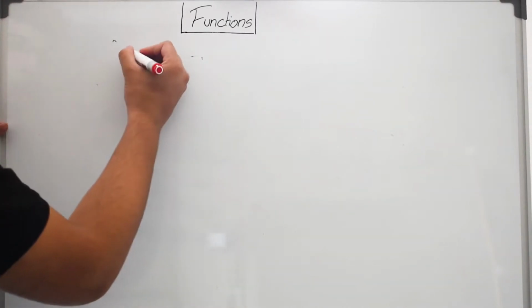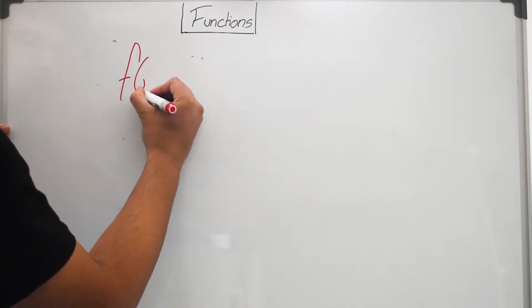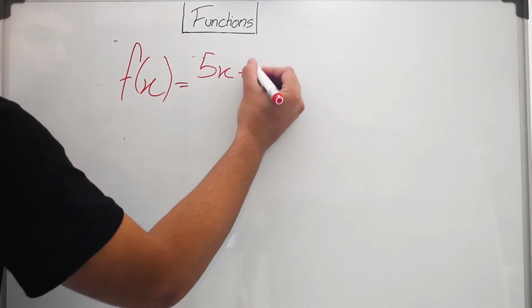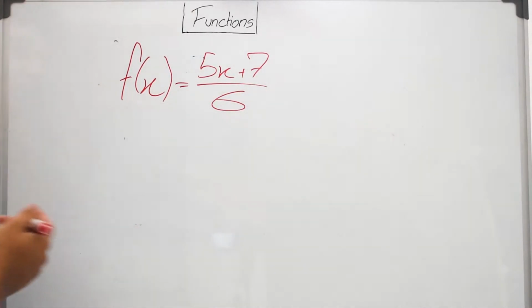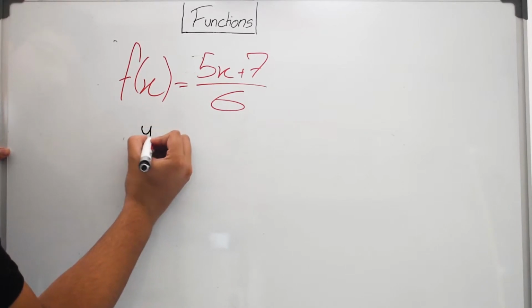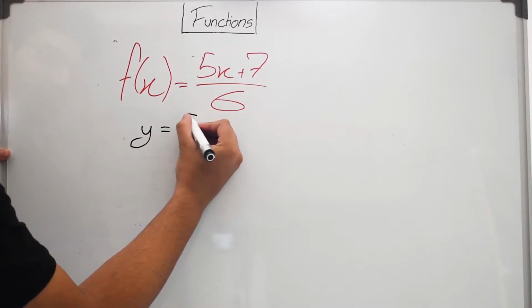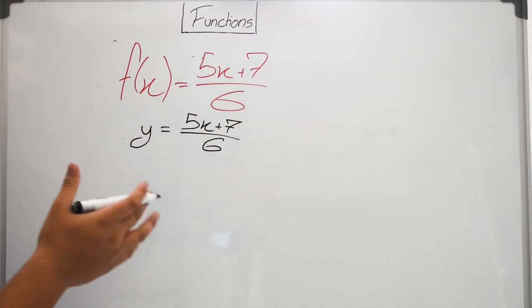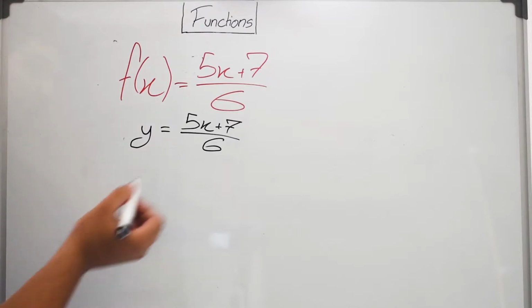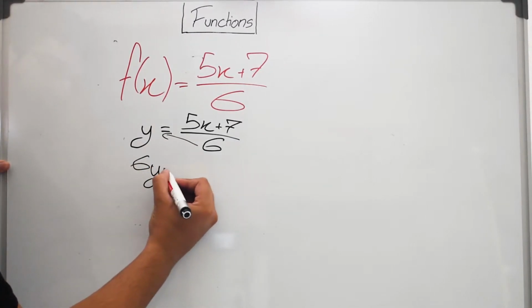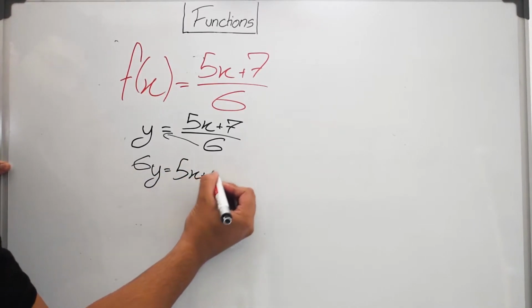Now let's try something more complex, like, let me see. This should do the job. Now let's follow the same steps we did before. First things first, change f of x to a y. Next, we have to make x the subject. So first we'll take the 6 over there. It will be 6y equals 5x plus 7.